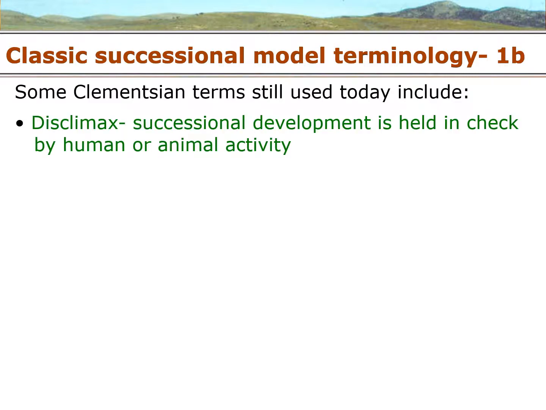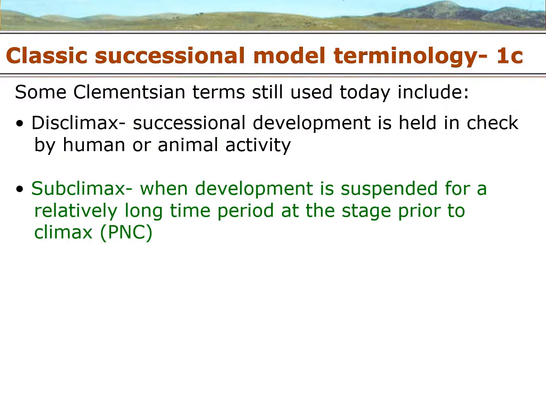disclimax, which is when successional development is held in check by humans or animals, for example, by excessive grazing by livestock or wildlife. Subclimax is when the development is suspended for a relatively long time prior to reaching the climax or PNC.